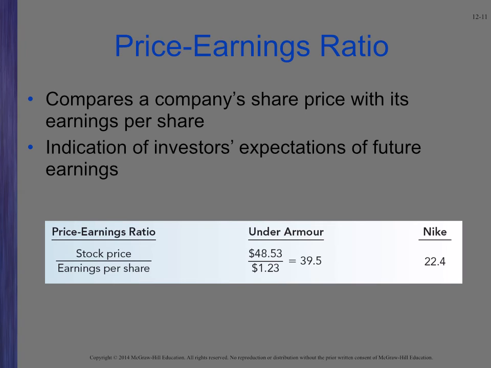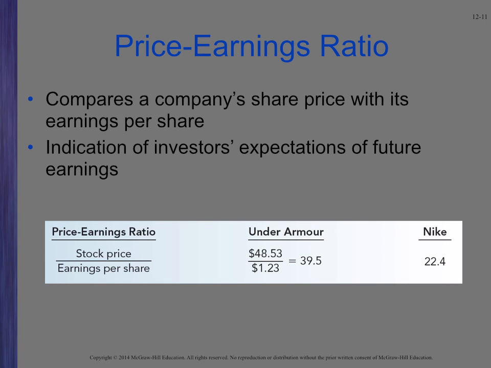The last indicator that we will be looking at is the price-earnings ratio. The price-earnings ratio compares a company's share price with its earnings per share. The PE ratio is an indication of investors' expectations of future earnings for the company. Again, this is a very important measurement of investors' expectations of future earnings for the company. This illustration presents the PE ratios for Under Armour and Nike. We find the PE ratio by dividing the stock price by earnings per share.